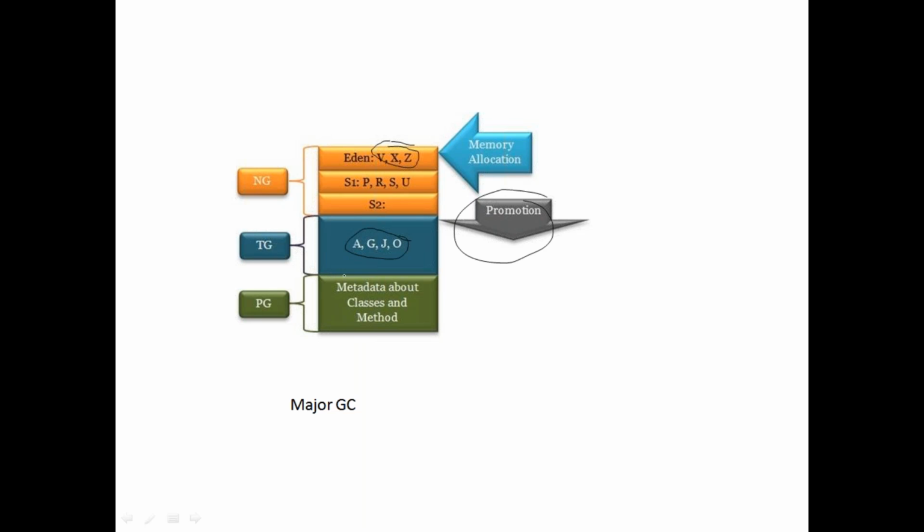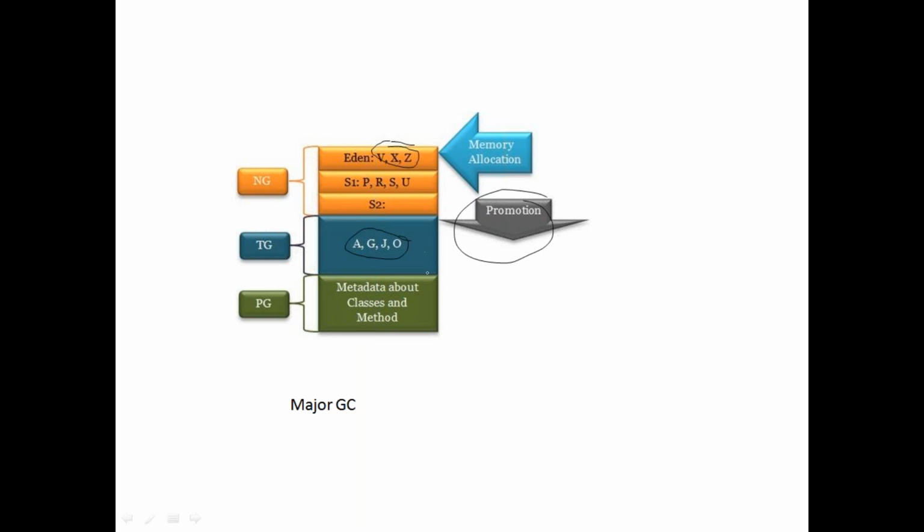Are we clear so far? Yeah, clear. At some point of time, this old generation is also a space, right? It is a limited space. Continuously these objects are created. They are slowly moving down. At some point of time, this will be full as well. When this is full, it cannot take any more objects from the new generation.